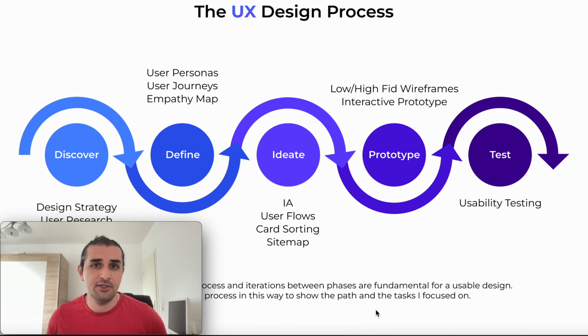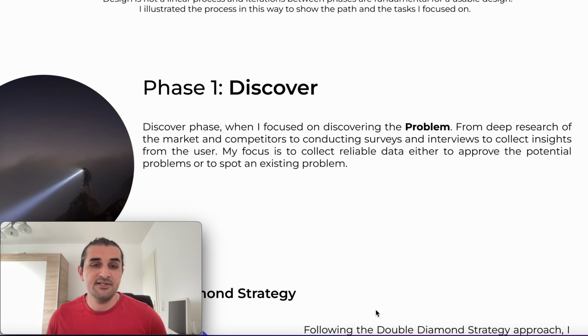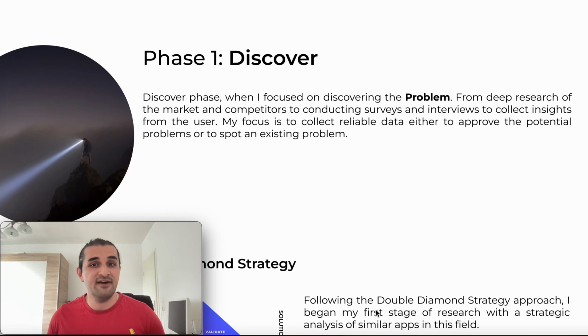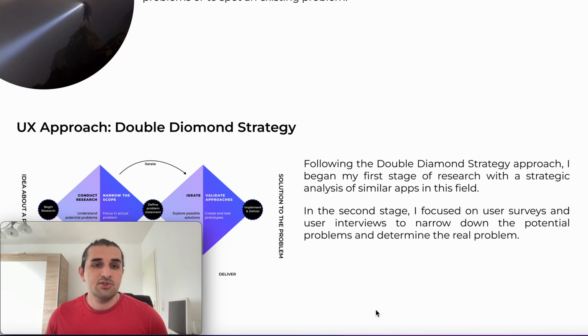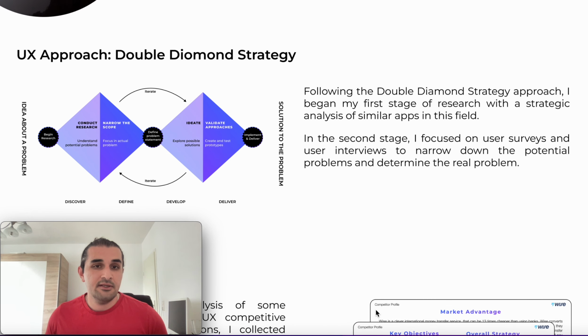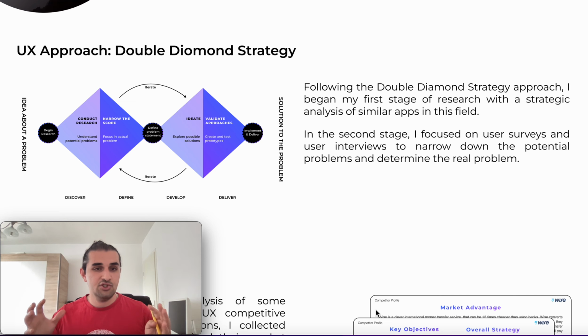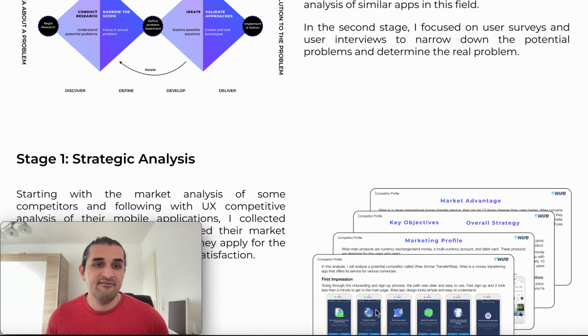So this is the UX design process that I followed from discovery till test. In the first phase, I focused on finding the problem. So I followed the double diamond method where I thought about potential problems and I narrowed it down to get into the problem, and then I thought about hypothetical solutions and narrowed it down based on the approval from the testing to get to the final solution.